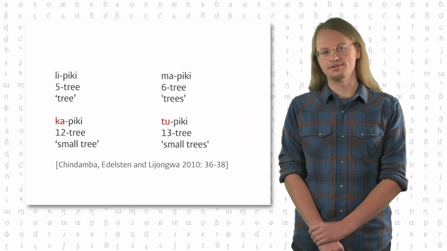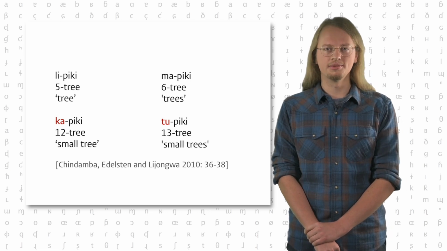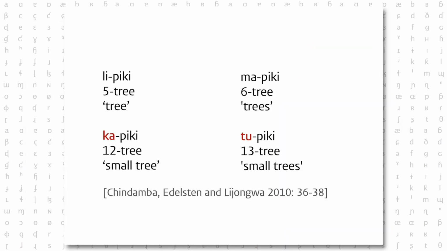Nevertheless, there are some semantic generalizations that can be made for certain noun classes. There is one class for infinitives, and there may be up to 3 classes dedicated to locatives. Some nouns can even be derived into new nouns simply by changing their class. Some languages have a special class for diminutives or augmentatives, for example. Classes 12 and 13, if present in the system, are typical diminutive classes, as illustrated here for Chindamba. Lipiki is a normal tree in class 5, but in class 12, kapiki, it refers to a small tree. The same for the plural. Tupiki refers to small trees.